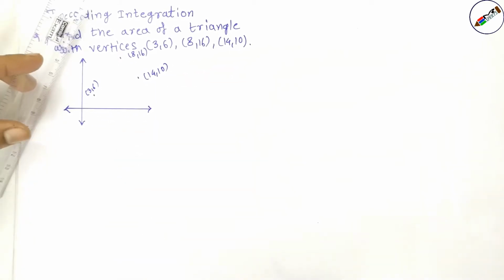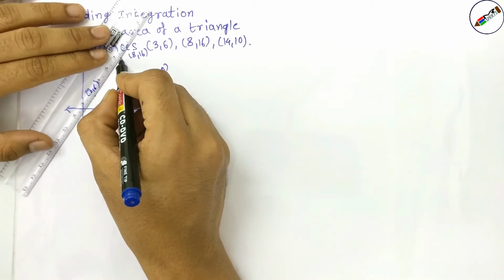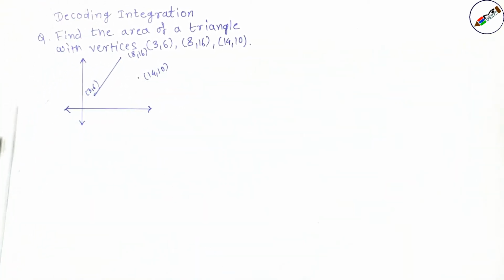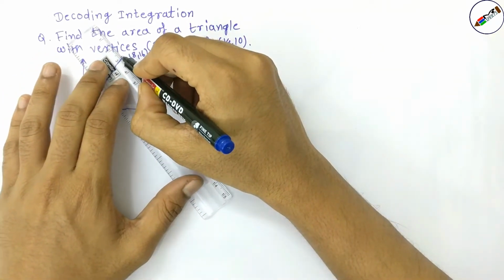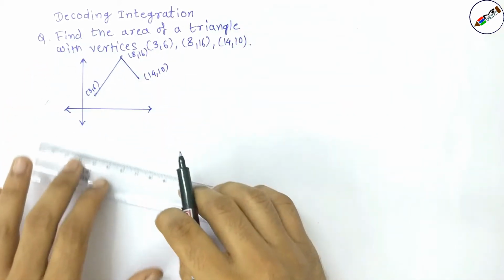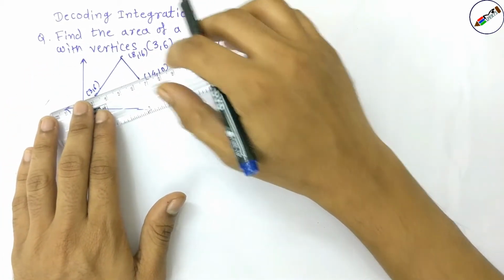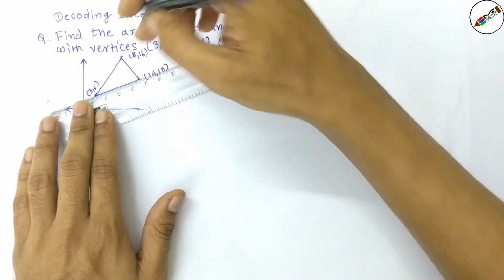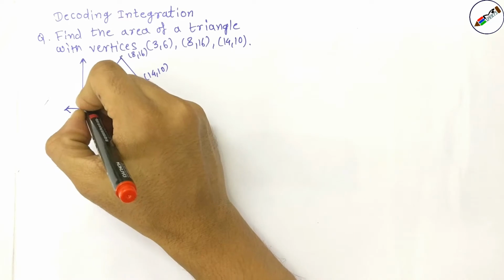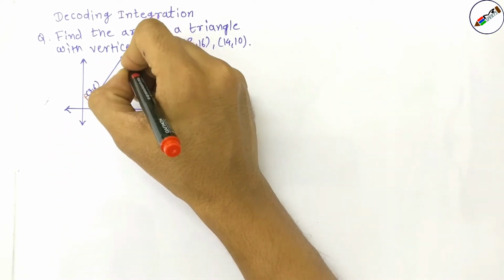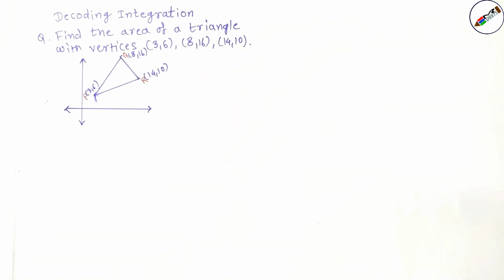Let us join these vertices to construct a triangle. The first side of the triangle. Let us draw the second side of the triangle. And then the third side of the triangle. Now, using integration, we need to calculate the area of this triangle. Let us name the vertices first. Let the first vertex be P, the second vertex be Q, and the third vertex be R.